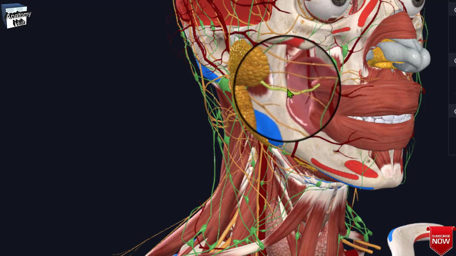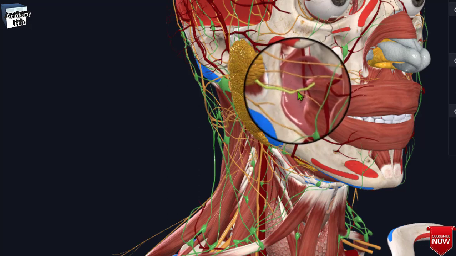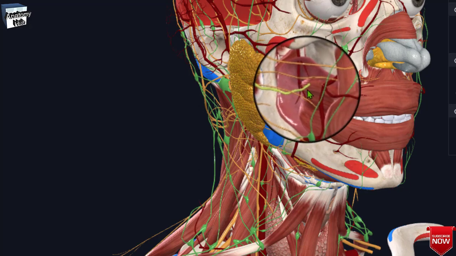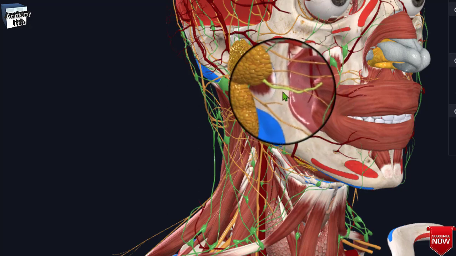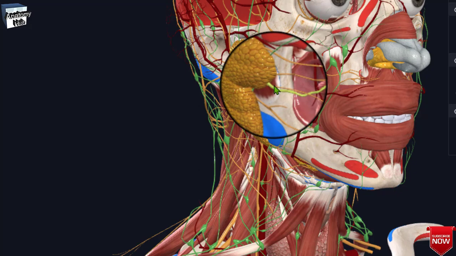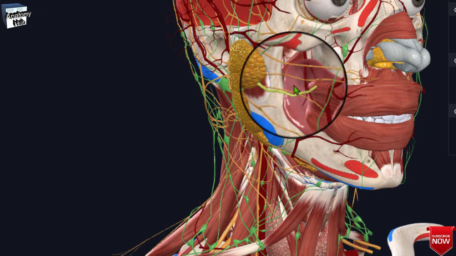So two major ducts arise from this parotid gland and unite within the substance of this organ to form the parotid duct of Stenson. The parotid duct is about 7 cm long and 3 mm wide, and it leaves the superior part of the anteromedial surface of the gland, which you can observe over here, and passes horizontally over the surface of the masseter muscle.